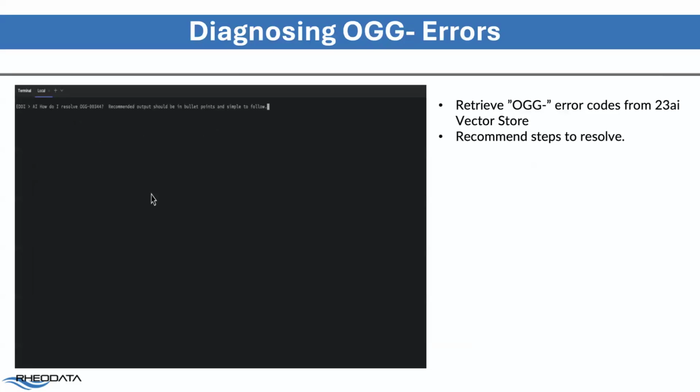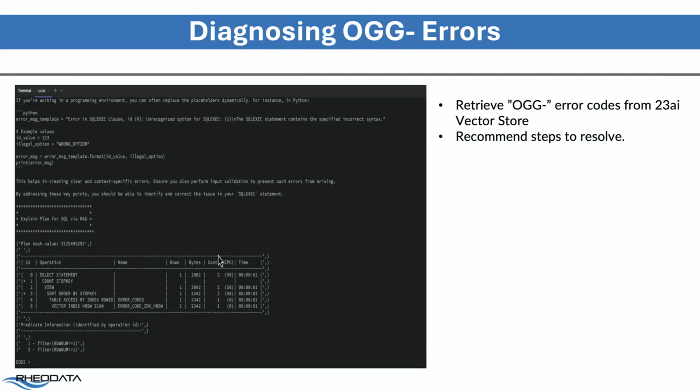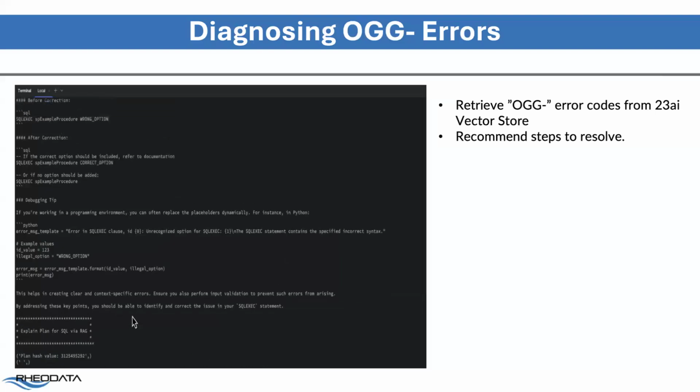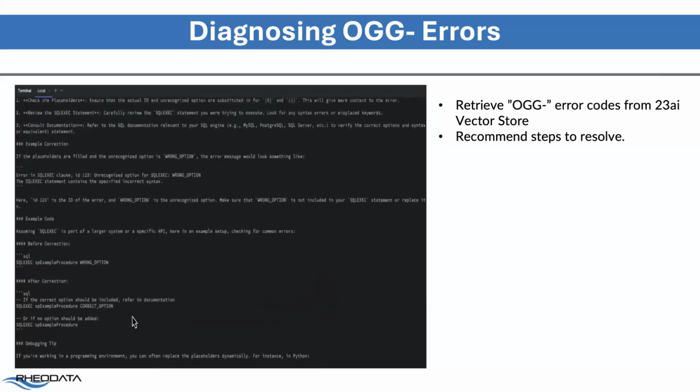And then lastly, Oracle GoldenGate errors are notorious. I mentioned this earlier. There's about 5,100 of those. And so here's an example of using the RAG approach with the Database 23 AI vector store to actually resolve a SQL exec error, right? OGG 344 tells you, hey, this is a SQL exec error.